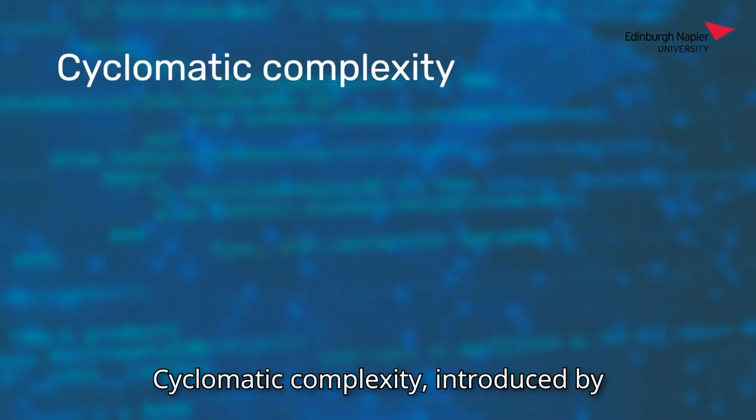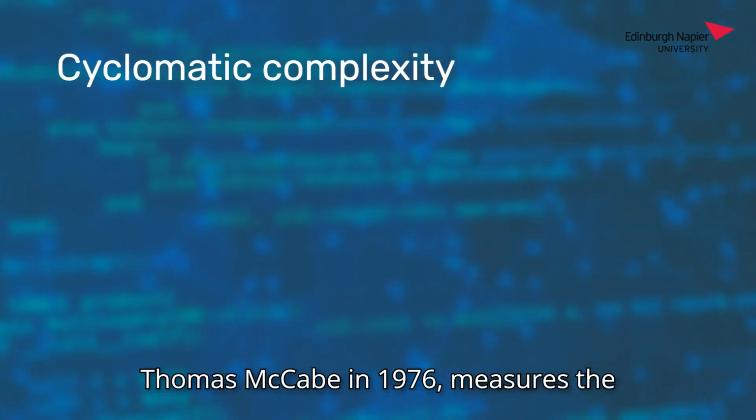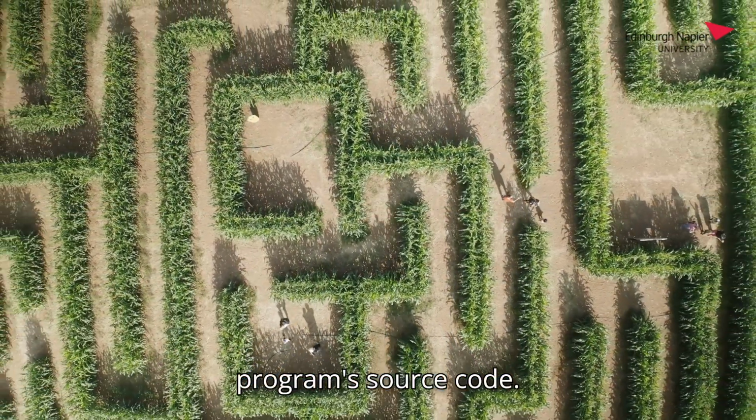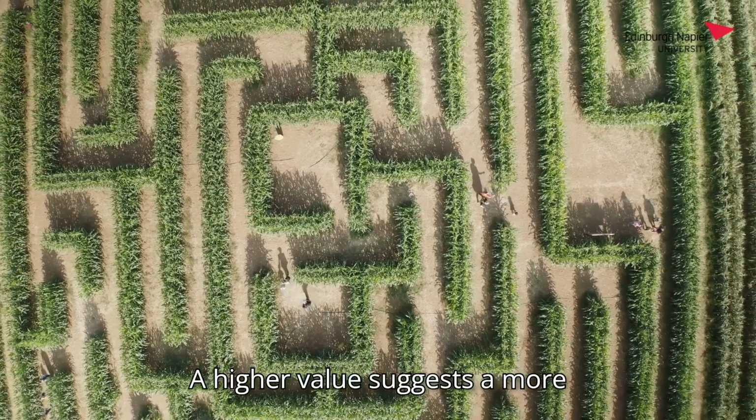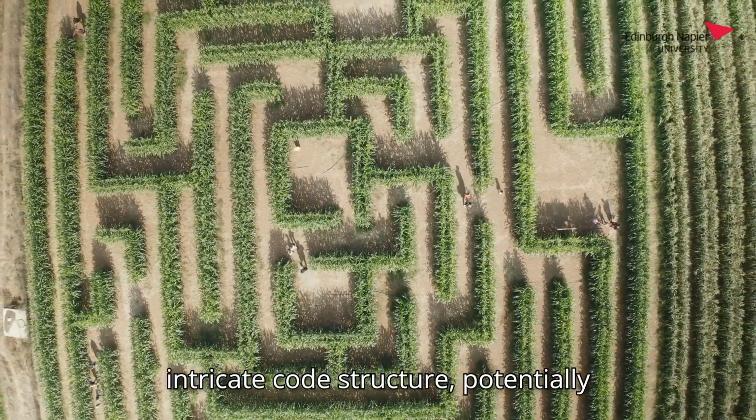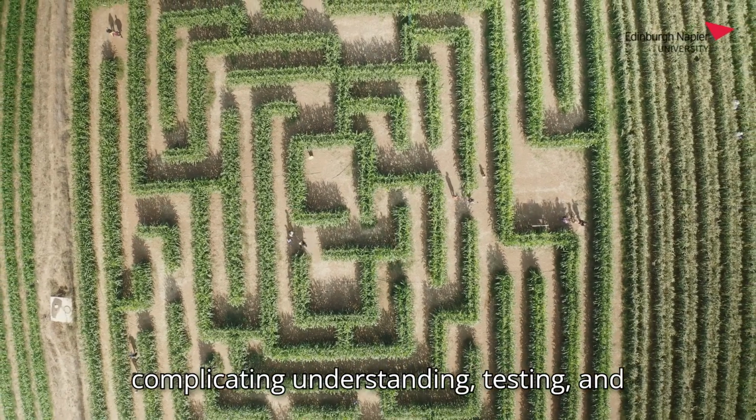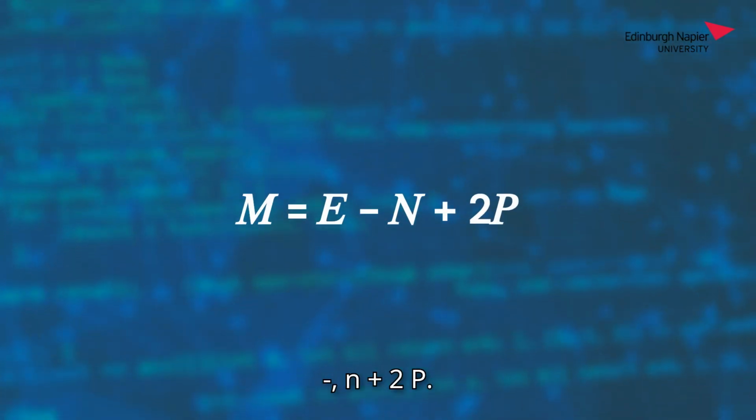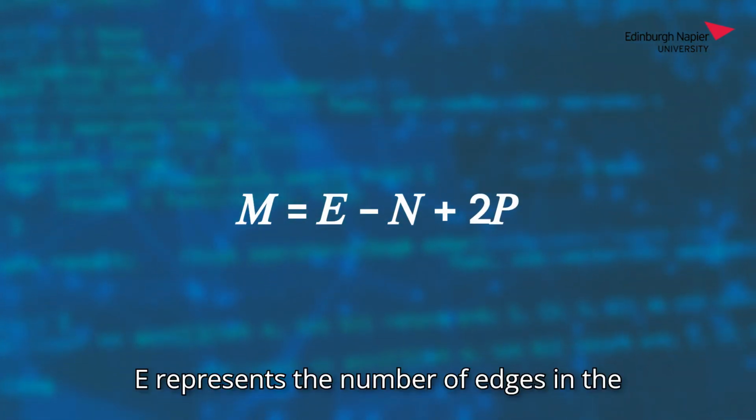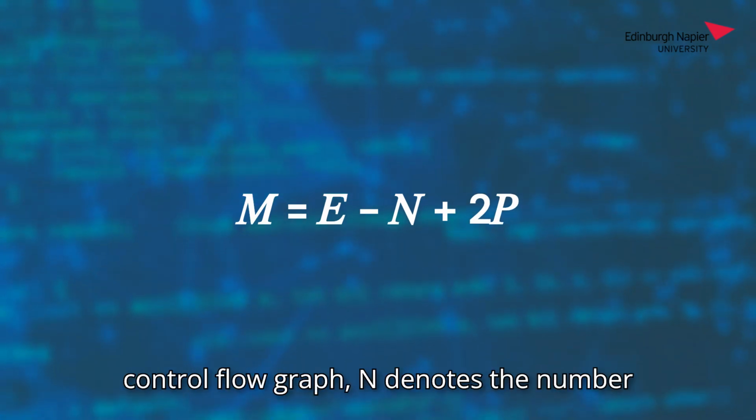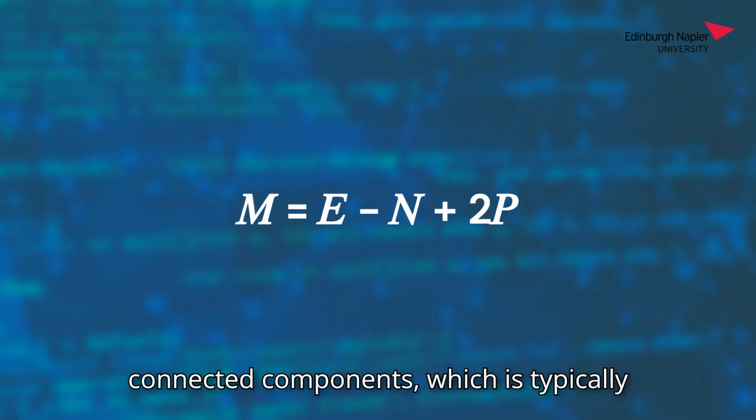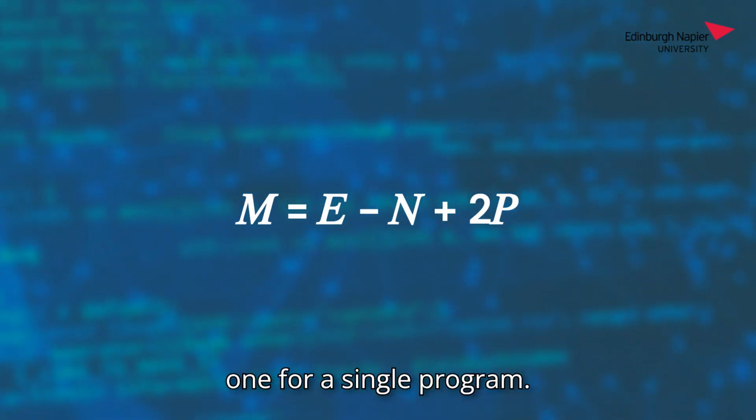Cyclomatic complexity, introduced by Thomas McCabe in 1976, measures the number of independent paths through a program's source code. A higher value suggests a more intricate code structure, potentially complicating understanding, testing, and maintenance. The formula is M equals E minus N plus 2P. E represents the number of edges in the control flow graph, N denotes the number of nodes, and P stands for the number of connected components, which is typically one for a single program.